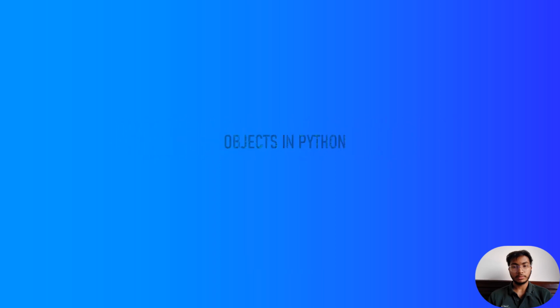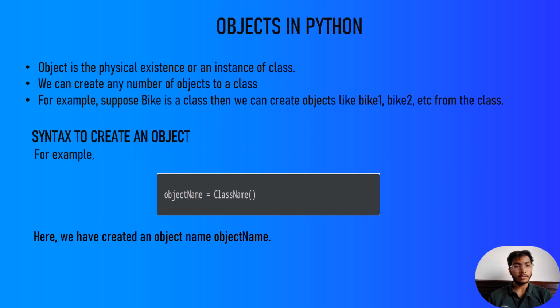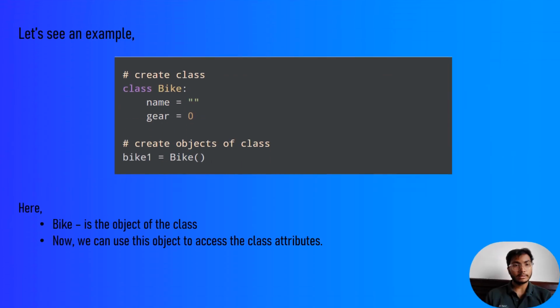Objects in Python. An object is the physical existence or an instance of a class. We can create any number of objects from a class. For example, suppose Bike is a class. Then we can create objects like bike1, bike2, etc. from the class. Syntax to create an object. For example, here we have created an object named object name. Let's see an example. Here bike1 is the object of the class. Now we can use this object to access the class attributes.